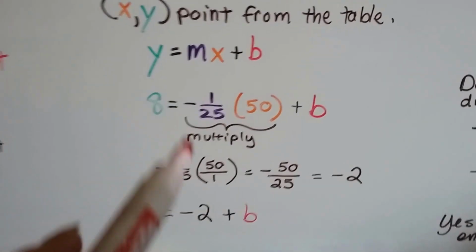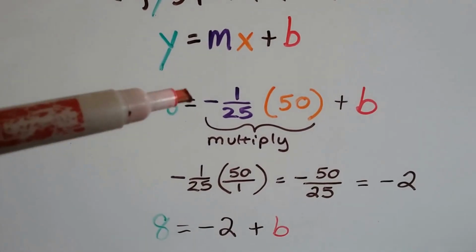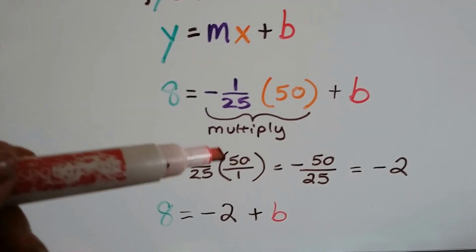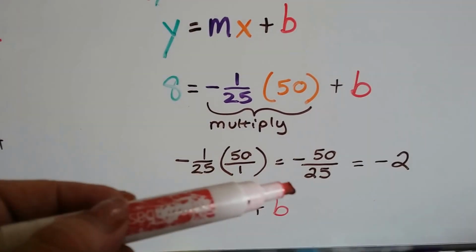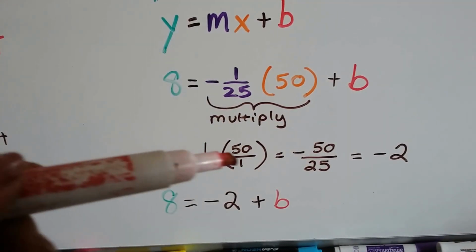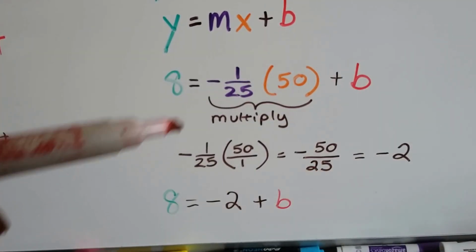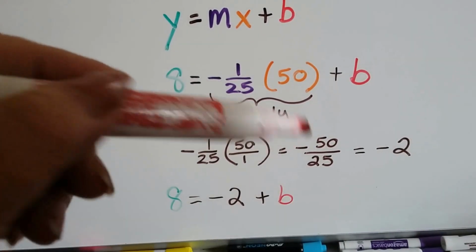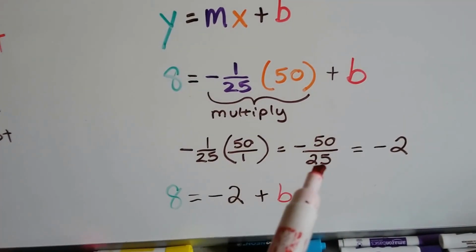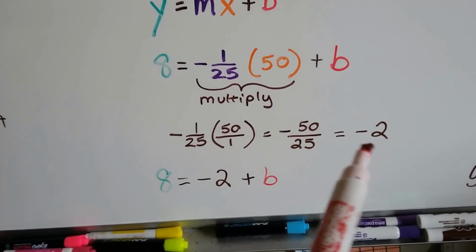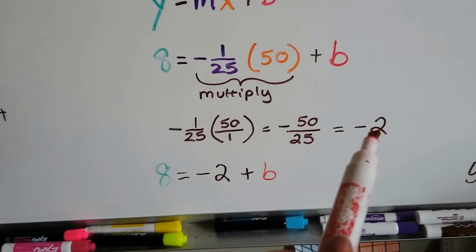So now all I have to do is multiply them. And I have negative 1/25 times 50. So I put the 50 over 1 so I can multiply it easier. 1 times 50 is 50, and 25 times 1 is 25. And we throw in our negative sign because a negative times a positive is a negative. Now I've got negative 50 over 25. Well, I can simplify that to a negative 2, because 25 goes into 50 2 times.